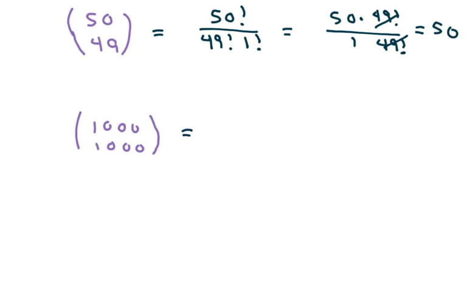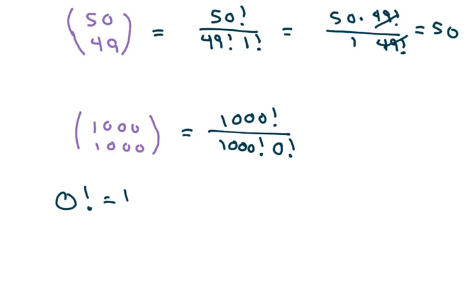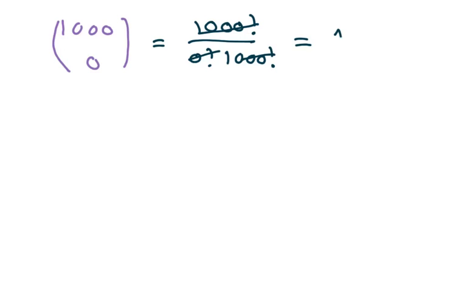And this one is going to be 1,000 factorial over 1,000 factorial times 0 factorial. 0 factorial equals 1, very similar to the fact that a to the 0 equals 1. So this just equals 1, because that's 1 and that cancels. And the last one we're going to have is 1,000 factorial over 0 factorial times 1,000 factorial. This cancels out. We know this is 1, so that equals 1.